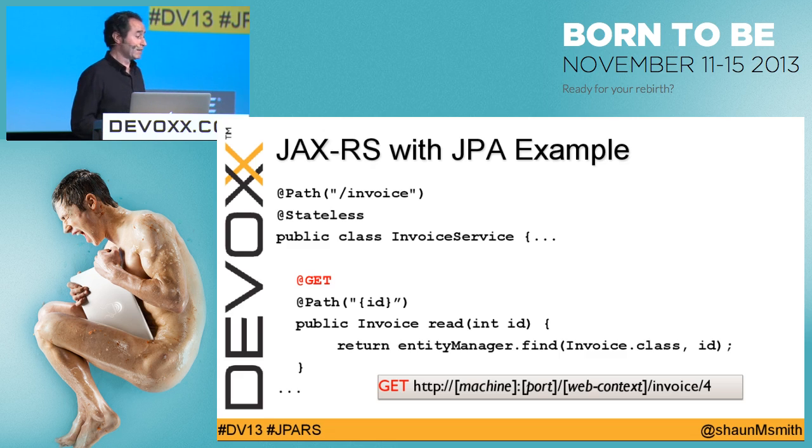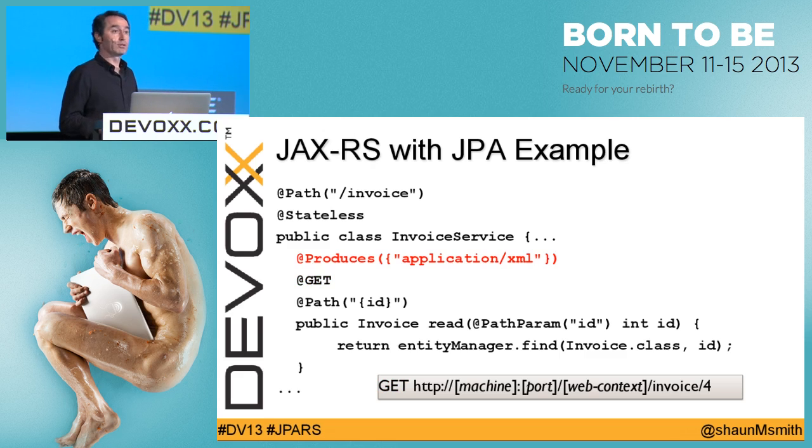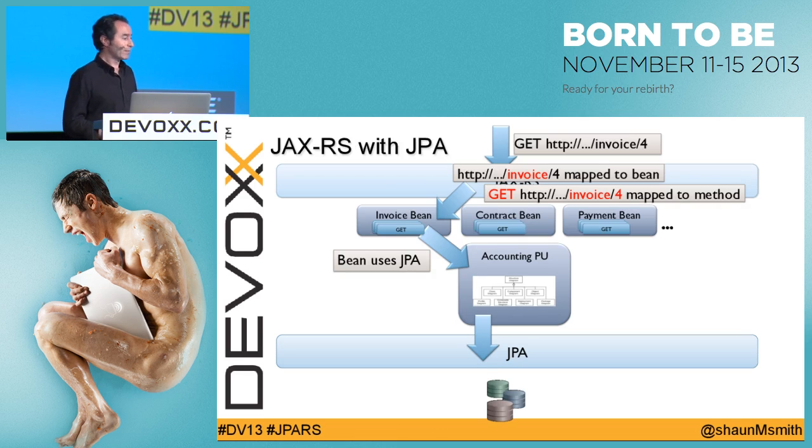It looks pretty good. One more step is I want to tell it what I'm going to produce. In this case, I'm going to say that this method will return XML. There's actually a lot of defaulting in JAX-RS. If you say this, then by default it'll use JAXB to marshal the result. So in this case, the invoice will be marshaled with JAXB. So that's cool. What does the flow look like? Well, you make a request from your browser. You make a GET for invoice 4.